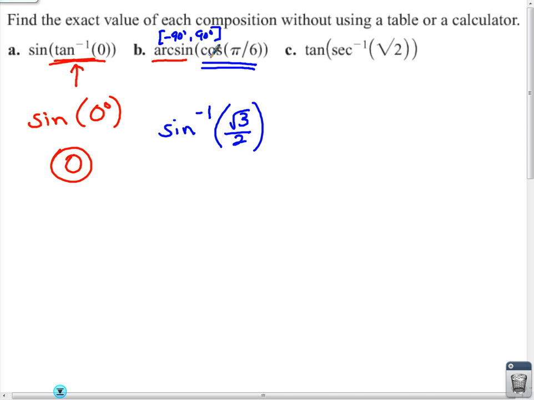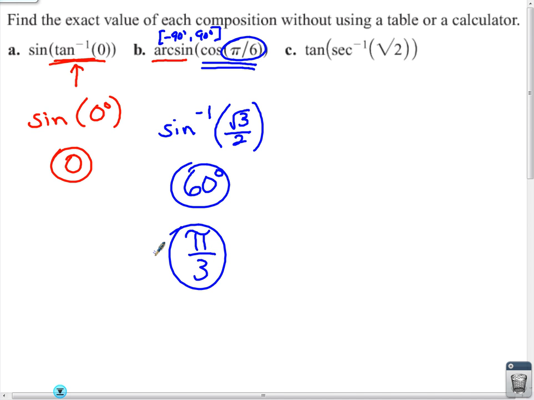Since our sine is positive, that means we're going to be in the first quadrant, because again, this is fourth quadrant to first quadrant. So since our sine is positive, we're in the first quadrant, and the sine of what angle is root 3 over 2? 60 degrees. Or since we're dealing with radians, let's call it pi over 3.